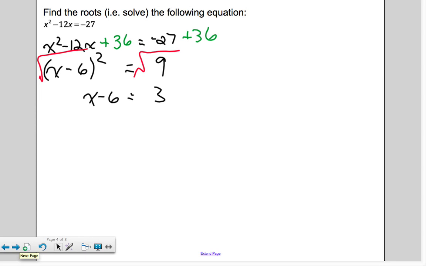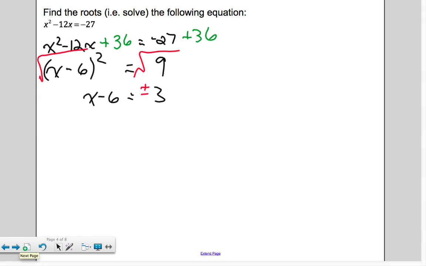Yes? Square root of 9 is 3? Yes, not 3. It is not 3, it is positive or negative 3. Right? I think I disagreed before. So it's plus or minus 3.